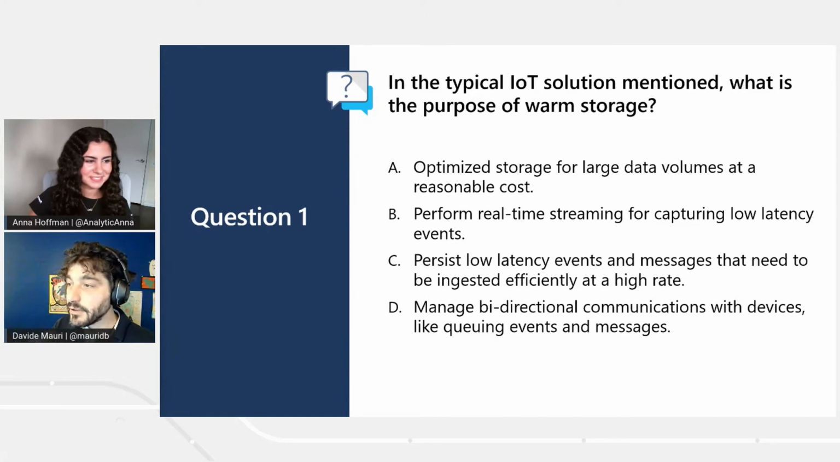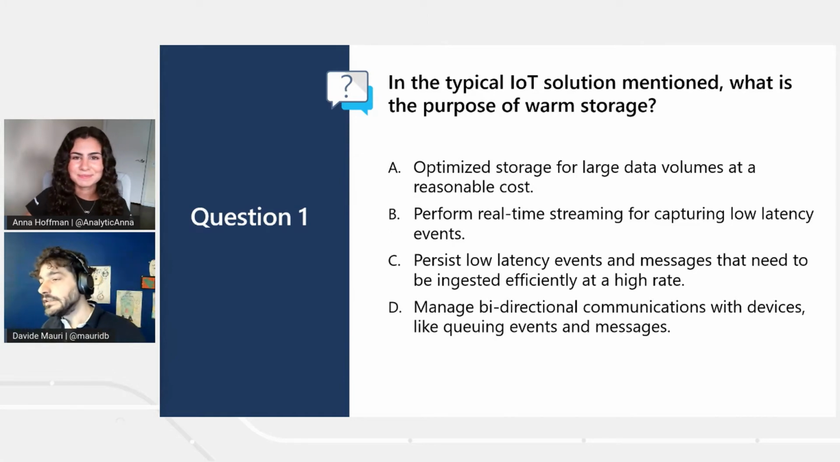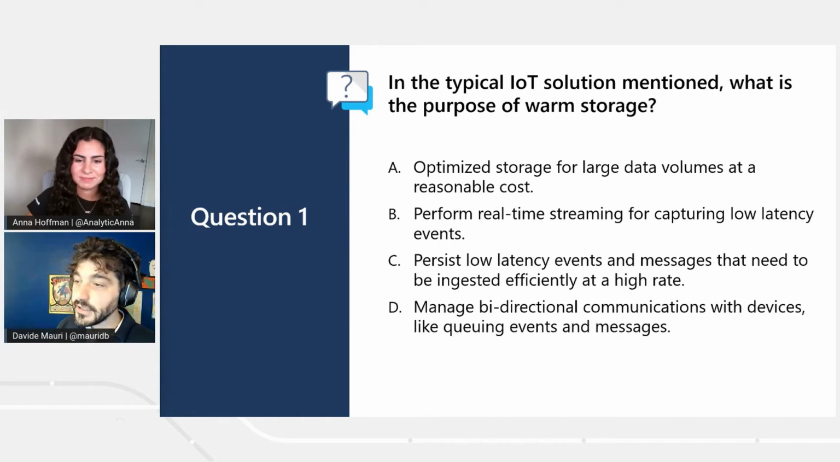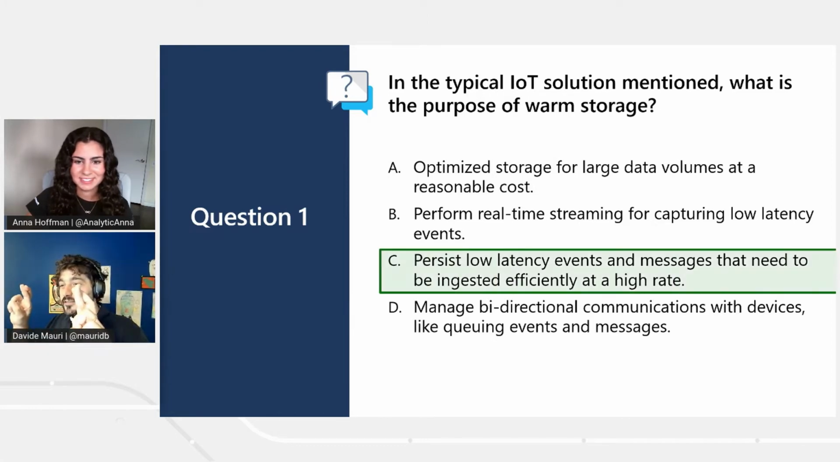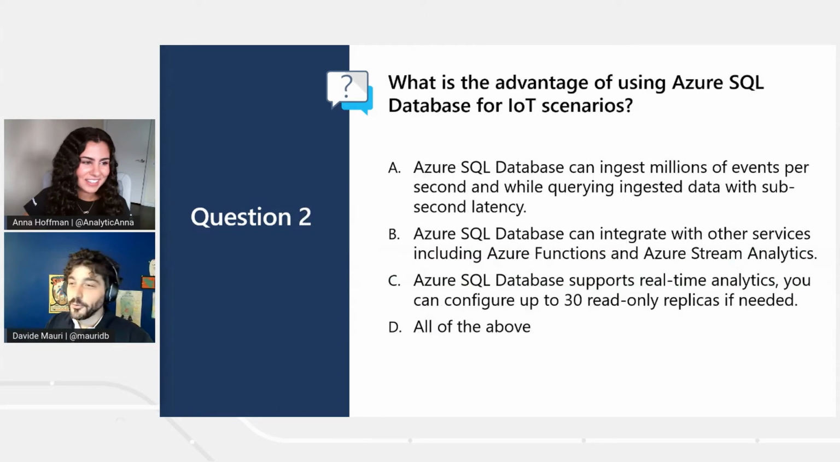Perform real-time streaming for capturing low latency events. That's probably more for Stream Analytics, just because of the name. Persist low latency events and messages that need to be ingested efficiently at a high rate. That could be. Let's see the last one: manage bidirectional communication. That's obviously IoT Hub. So I would say C. Fingers crossed. Woo! Nice. That's exactly what we are doing, right?